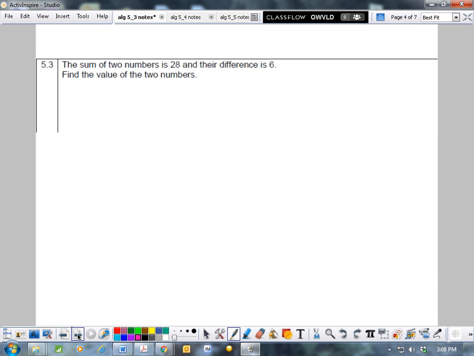Okay, let's look at another one. Now we have a word problem. So now we're going to have to practice how do I set these up. So I have the sum, which means I'm going to add two numbers. And when I add two numbers, I get 28. So I'm going to pick two letters to represent my variables. So I'm going to use x and y just because x and y are easy to use. So I'm going to add two numbers, x and y, and my answer is 28.